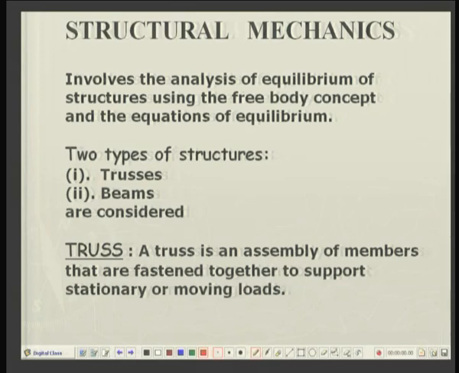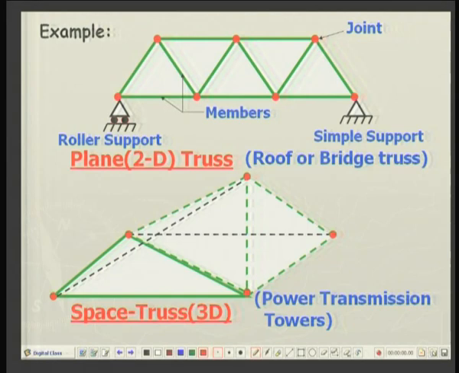What is a truss? A truss is an assembly of members or elements that are fastened together to support stationary or moving loads. They may be fastened through riveted joints, welded joints or pin joints. I will give you some examples of trusses. First of all, two-dimensional trusses or plane trusses. Here is such an example.